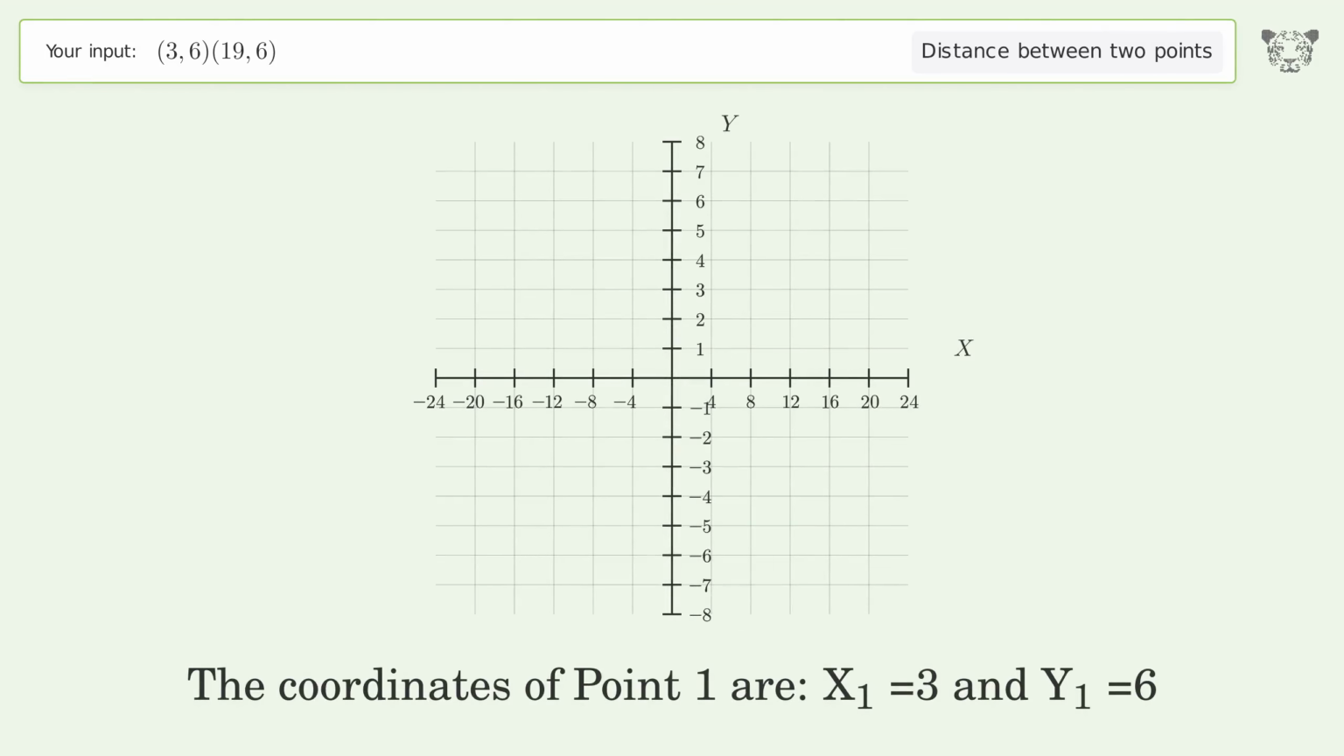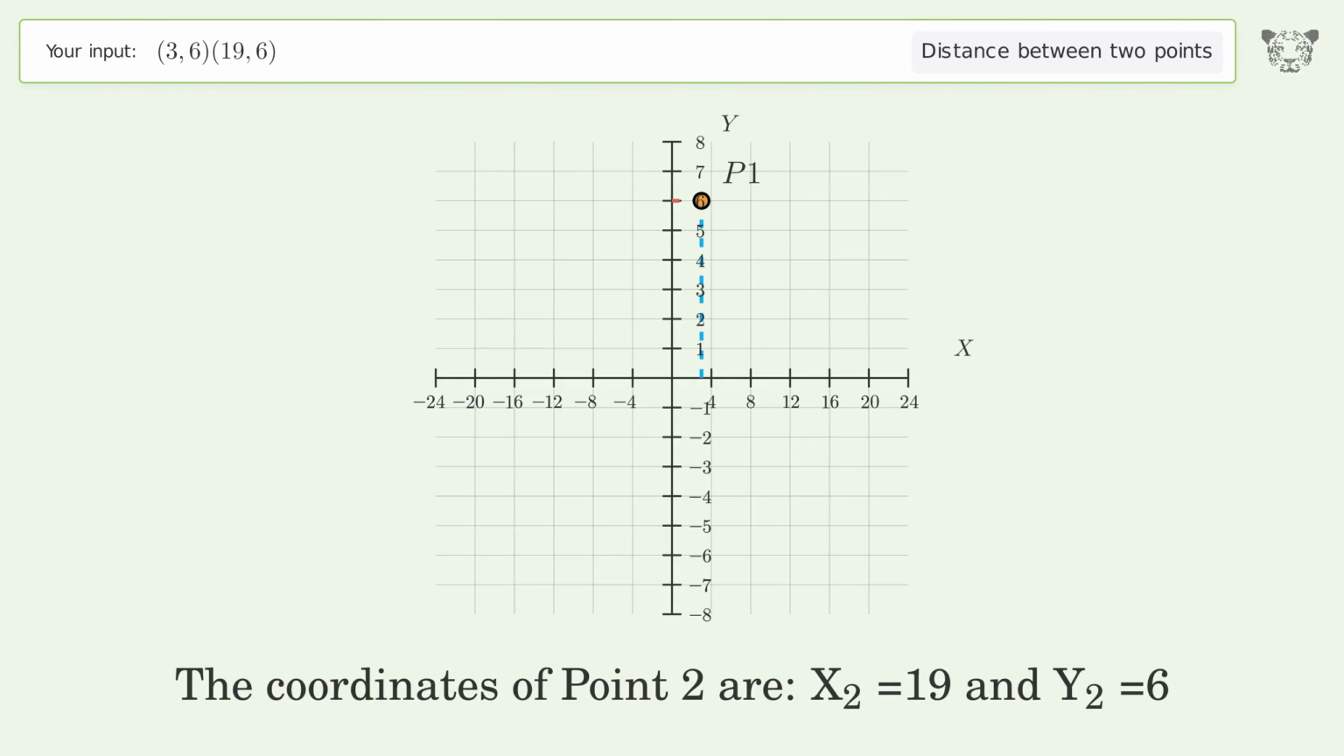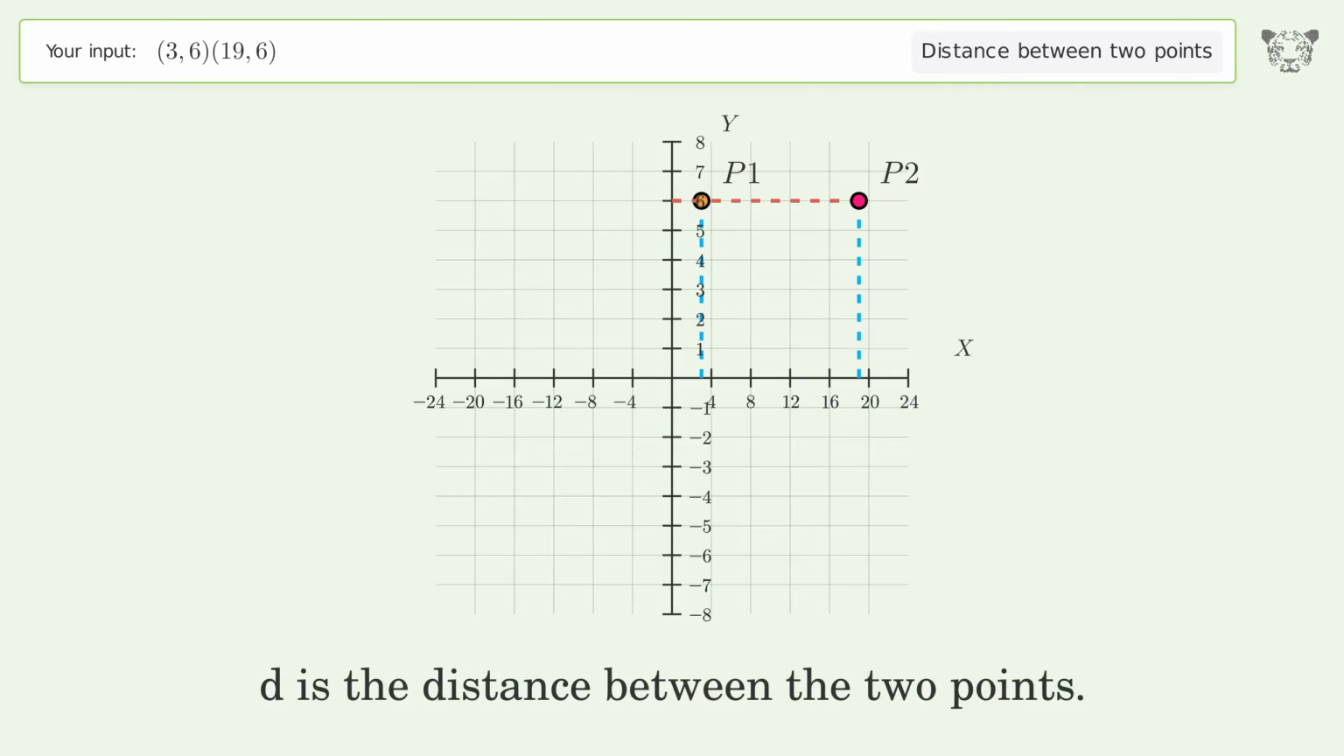The coordinates of point 1 are x1 equals 3 and y1 equals 6. The coordinates of point 2 are x2 equals 19 and y2 equals 6. D is the distance between the 2 points.